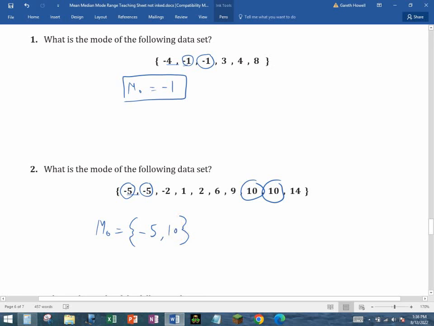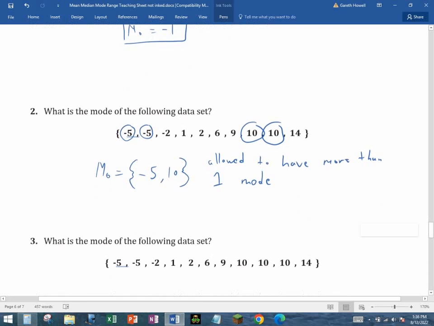So, you're allowed to have more than one mode. You could have 2 modes, you could have 3 modes, depending how big your data set is. So what number appears the most in this data set? And this is very important for a lot of statistics too, when they try to see what number occurs the most, what values are we looking at here.